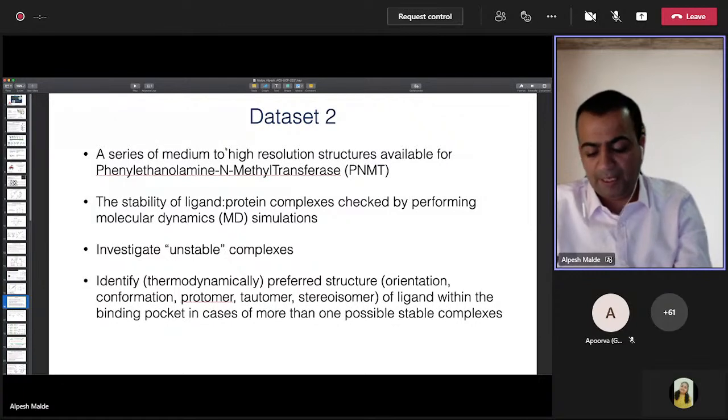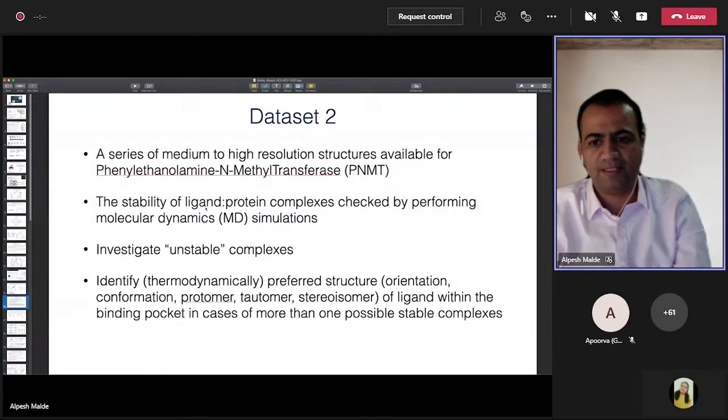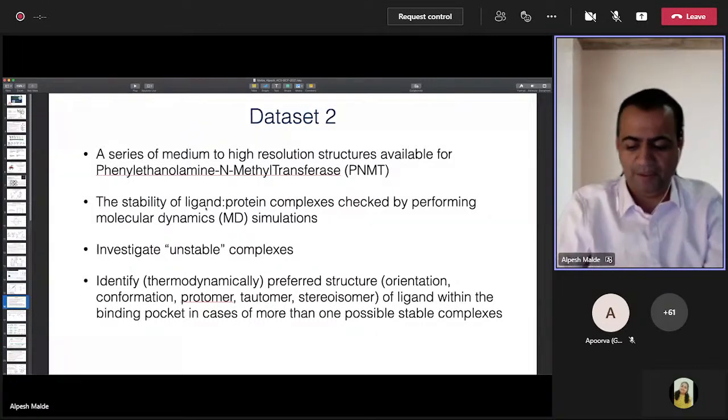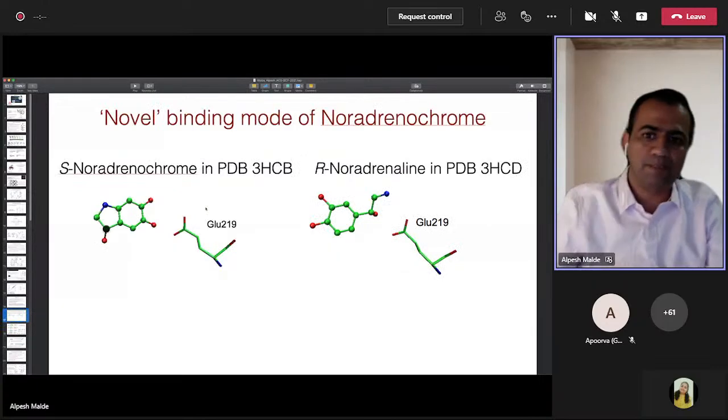Now Pramod Nair did his B.Pharm from BCP and masters from NIPER, and then came over to UQ to do a PhD with us. What he did was take a series of the structures and run molecular dynamics simulations to see if those complexes are stable. And the ones which were unstable, we then investigated why they were unstable. So here I'll just show two examples.